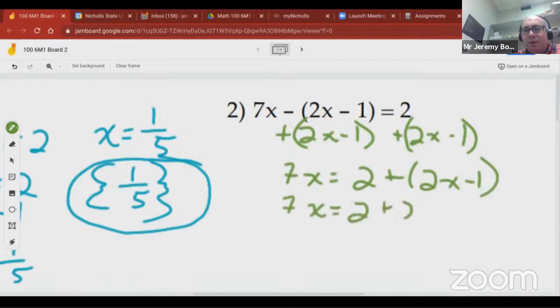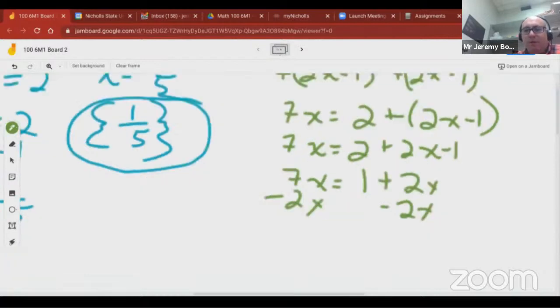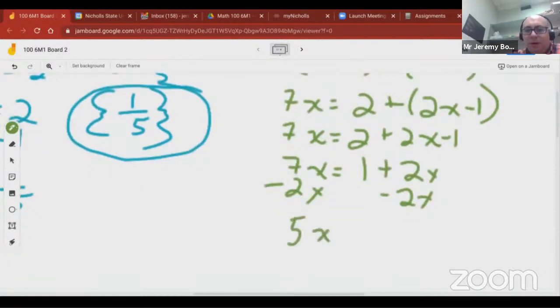So you end up with 7x is equal to, you can combine the 2 and the negative 1 there. So, right, that would be 1 plus 2x. And subtract 2x. And then we end up with a familiar part right here. You know, divide by 5, divide by 5.